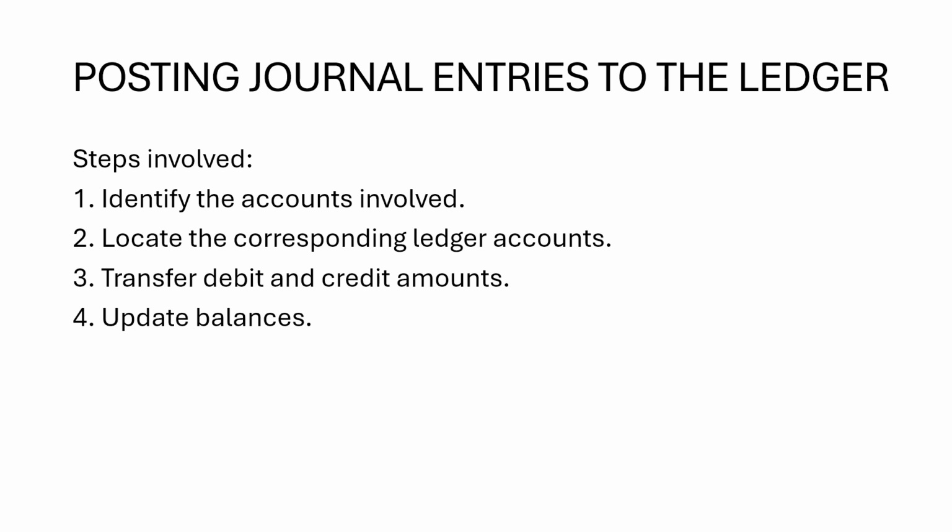Next step would be posting journal entries to the ledger, which is a key step in accounting to ensure financial information is handled and organized properly. If we look at this step by step, the fundamental steps include 4 steps. The first one is to identify the accounts involved, which we have done in journals, and locate the corresponding ledger accounts. So looking into the journal accounts, we can identify some key accounts. Maybe some are multiple, and we need to put them together. And then transfer debit and credit amounts and update the balance basically. So these are the 4 basic steps.